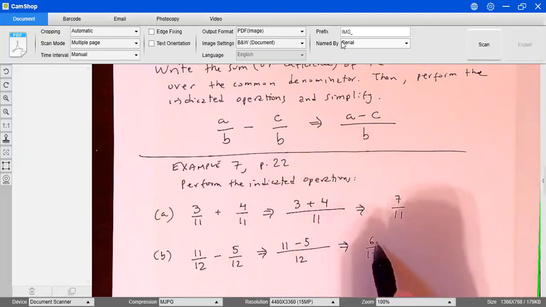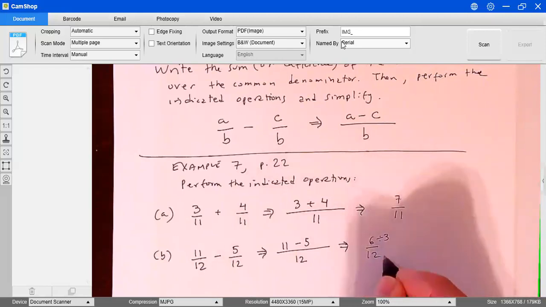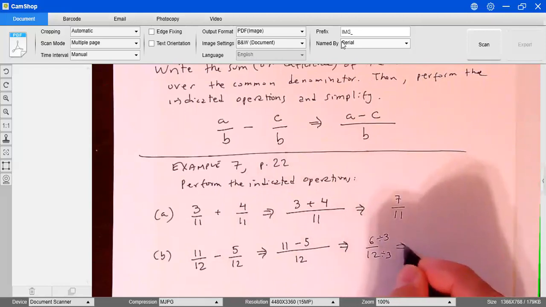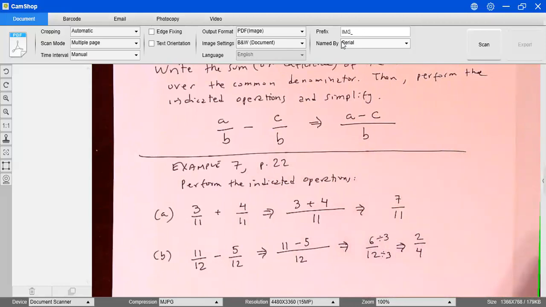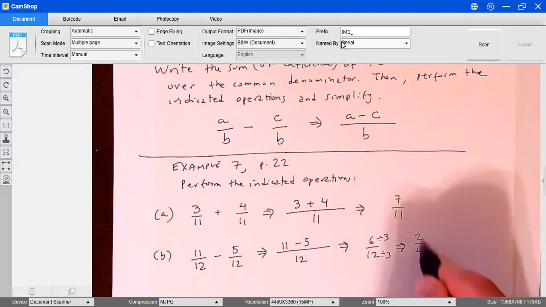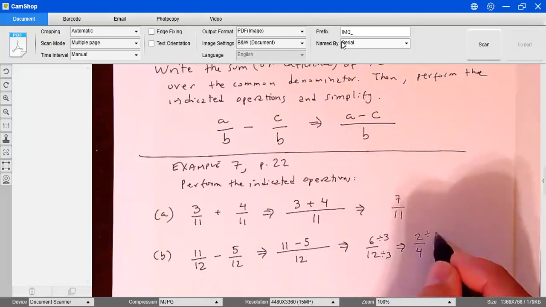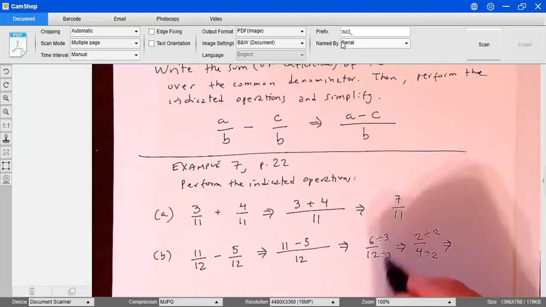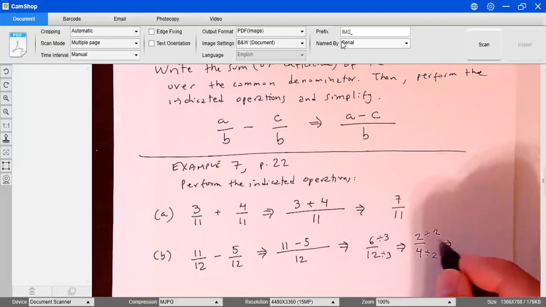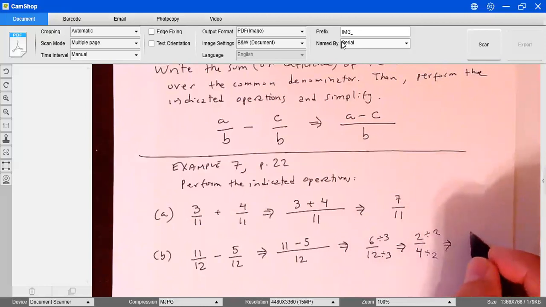You note that 6 is divisible by 3 and 12 is divisible by 3, so you divide by 3 here and divide by 3 here, and you get 2 over 4. You still see that there is another common factor between the numerator and the denominator, and that common factor is 2. So you divide both the numerator and the denominator by 2. Remember, anytime that you divide or multiply the numerator, you need to do the same to the denominator. So 2 divided by 2 is 1, 4 divided by 2 is 2, so the final answer is just 1/2.